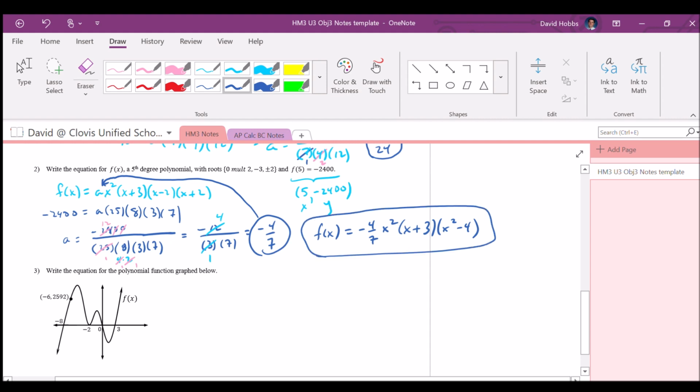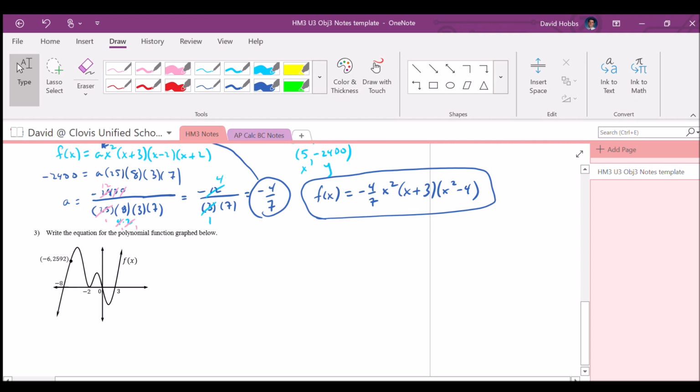Okay, last problem. Write the equation for the polynomial function that's graphed below. So another way that they can give you information is graphically. So notice we've got zeros negative 8, negative 2, 0, and 3. And if it's going through, you know it's odd multiplicity. And if it's bouncing, you know it's even multiplicity.